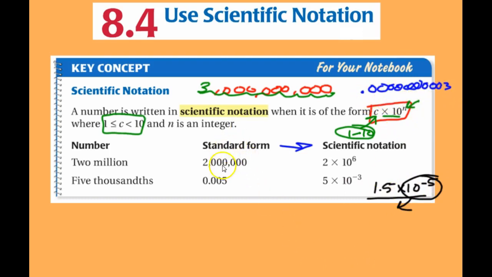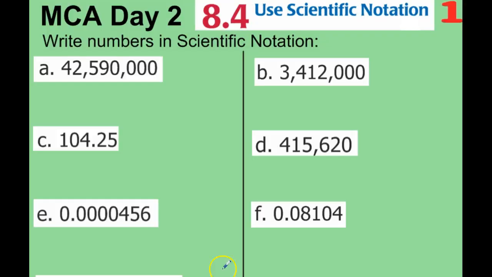So if you look at the two examples they have, 2 million in standard form is just 2 million in scientific notation. They move the decimal over to be in front or after the 2, 2 point nothing. And they multiply by 10 six times. So multiplying by 10 to the 6, they'd have 1, 2, 3, 4, 5, 6 zeros. Move the decimal point 6 times. Same thing here with a negative 3. They move the decimal 3 times, 1, 2, 3, divided by 10 three times to get this number. We're going to go through some of these examples together.